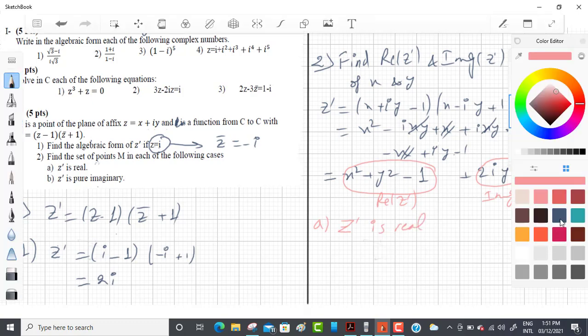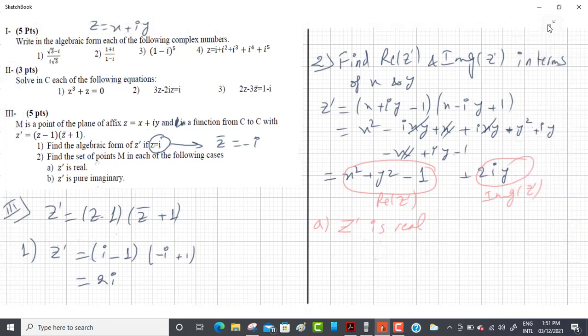So z prime is real, it means that the imaginary part of z prime equals 0. The imaginary part of z prime is 2y equal to 0, then y equals 0 divided by 2, which is 0. In this case, the variable y is always 0. Which line do we know has the equation y equal to 0? It is the x-axis.